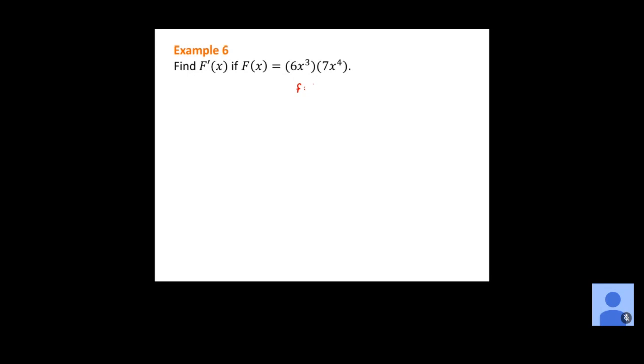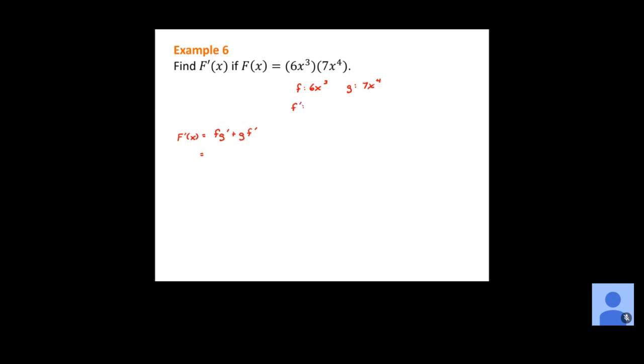Good, 6x cubed, which means the g function is going to be what? 7x to the fourth. Perfect. Now, for our formula, remember, we're looking for the derivative. It's going to be f g prime plus g f prime. That means I need the derivative of the g function and the f function for this formula now.